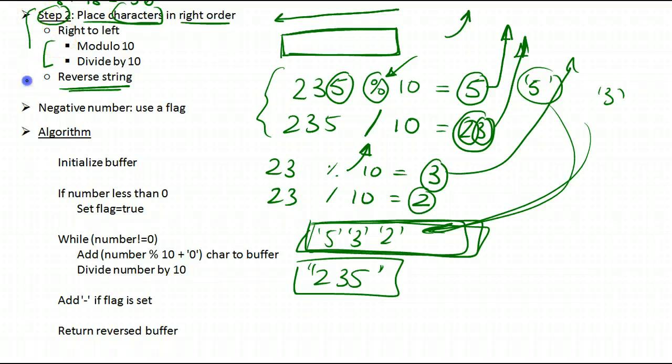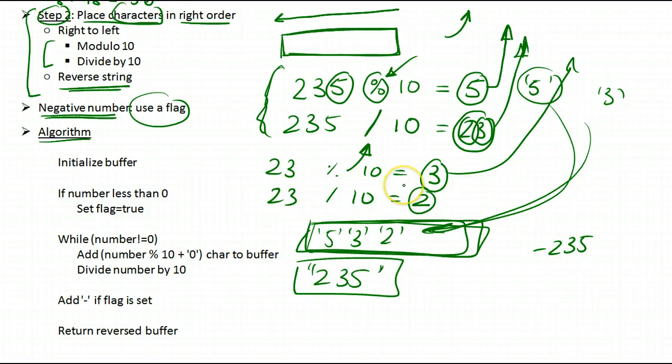So this is the procedure we're going to follow. We'll look at it in more detail in the algorithm. How are we going to deal with negative numbers? To keep the process simple, I'm going to use a flag. So suppose it was minus 235 instead of 235.